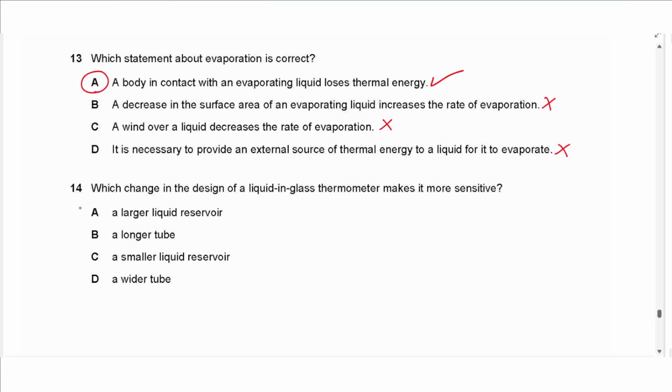Question 14 is about thermometers, so you can skip this for the new syllabus. Which change in the design of a liquid in glass thermometer makes it more sensitive? So a larger liquid reservoir, yes. A longer tube, no, that increases the range. A smaller liquid reservoir, no. A wider tube, that decreases sensitivity, not increases. So the answer is A.